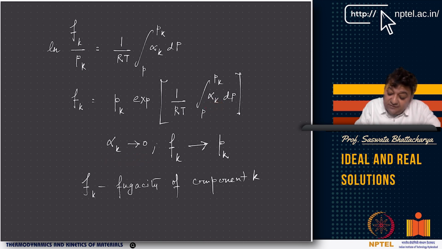If alpha k tends to 0, then this term tends to 0, and overall e to the power 0 is 1, so Fk tends to Pk, right? The fugacity of component K basically becomes equal to the partial pressure of component K. So Fk, as I told you, is the fugacity of component K.